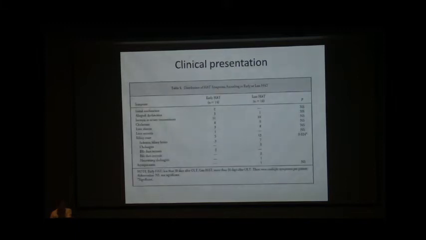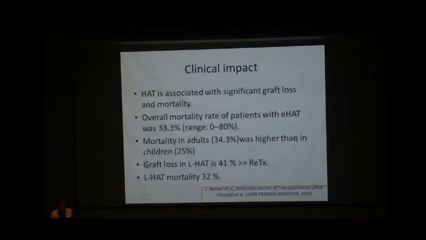This is another study looking at the clinical presentation. The difference is again almost the same. Allograft dysfunction and non-function is more common in early HAT, whereas liver abscess and biliary complications are more common in late HAT group. The clinical impact of HAT: how does this affect the graft and patient survival?